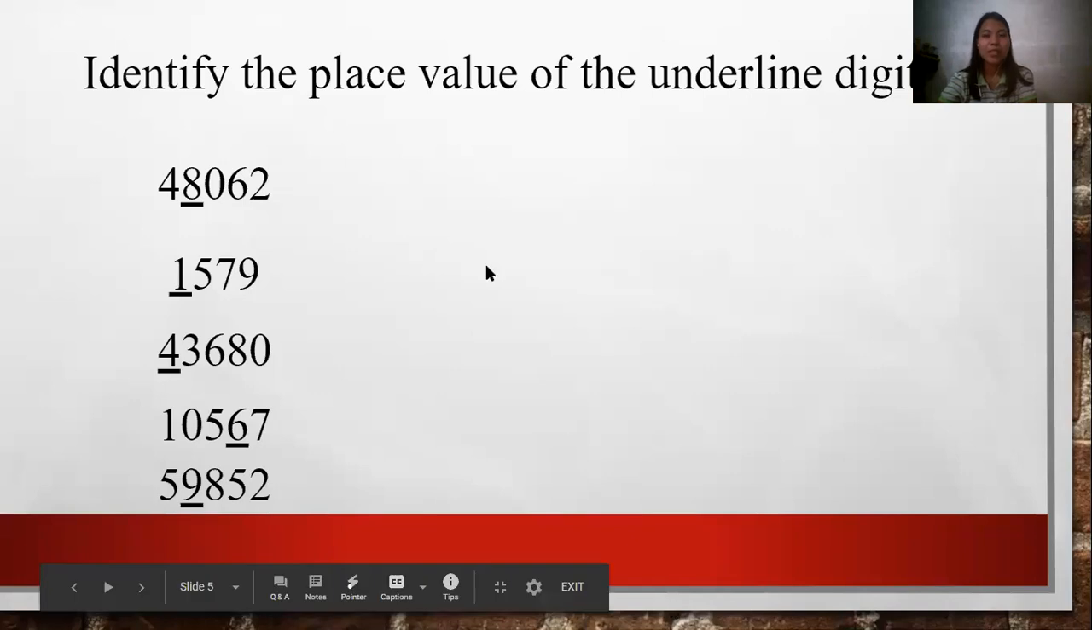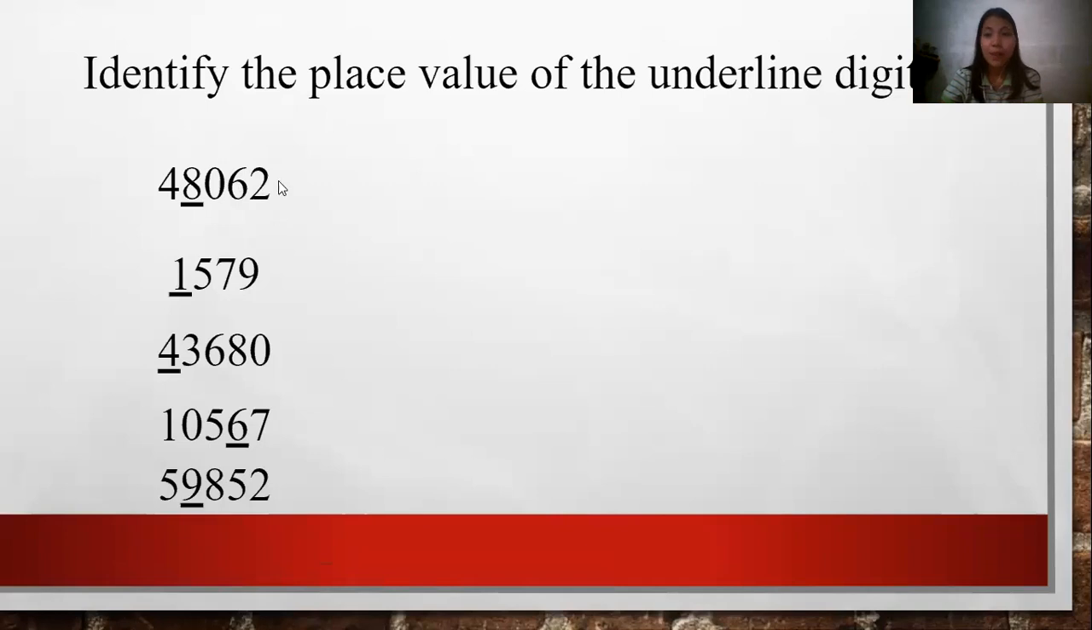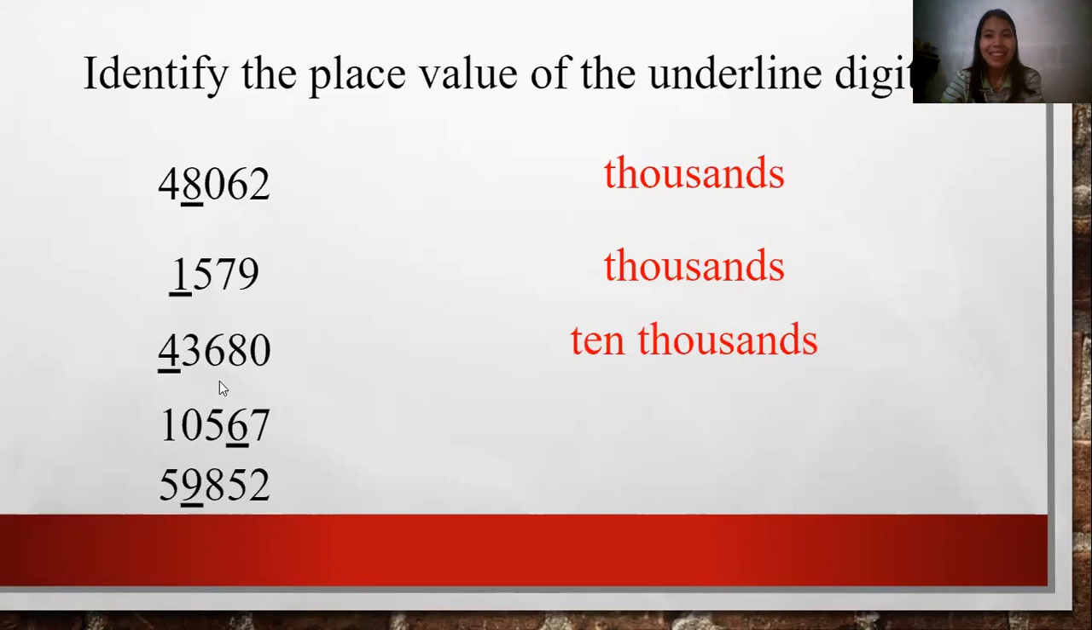Okay, so let's proceed. So 8, let's count po ha, magsisimula tayo sa 2. This is in the place value of ones. 2 is in the place value of ones. 6 is in the place value of tens, hundreds, and thousands. So 8 is in the place value of thousands. So very correct. And 1 is the underlined digit in the place value of thousands. 4 is the underlined digit which is in the place value of 10,000s.